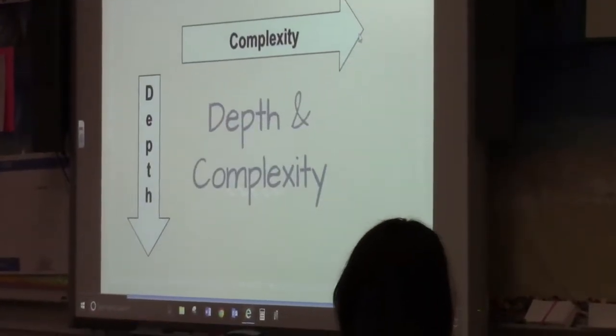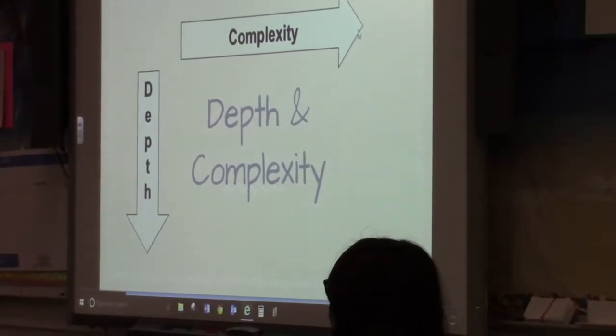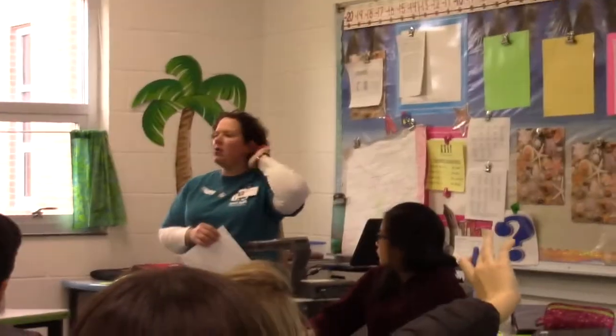So today we're going to be talking about the ideas of depth and complexity. How many of you have ever heard this term before? A couple of you? Okay. I know that some of the 6th grade teachers used it a little bit, and some of the teachers in elementary use them.